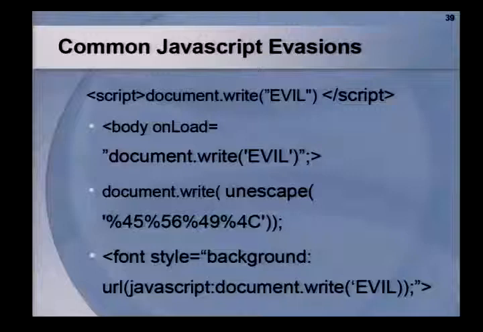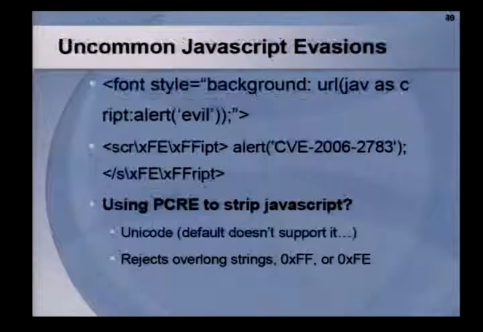%u is nifty because depending on the endianness of your platform, it'll decode to a different thing. So for instance, on x86 and little endian platforms, if you do %u 01, 02, that actually becomes 02, 01. But if you do it on a PowerPC system, that ends up becoming 01, 02. So depending on what system you're on, you can use unescape with the %u sequences to decode it differently and confuse the IDS or anything that's parsing that HTML file. But additionally, there are some other ways that you can do that.